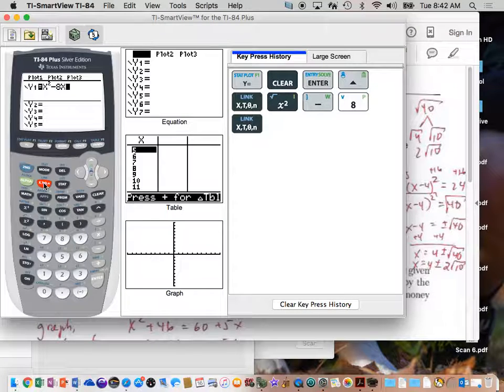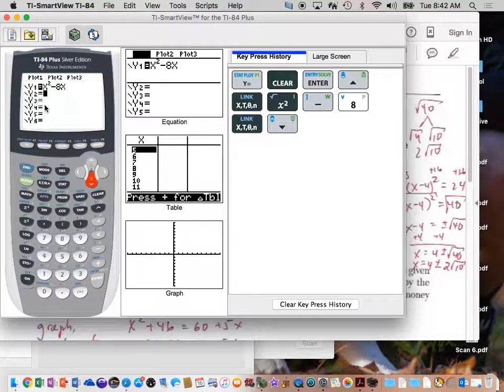But I'm not going to write the equals 24 there. I'm going to go to y2, and I'm going to write 24. In other words, the first equation will be the left-hand side of the equal sign, and the second equation will be the right-hand side of the equal sign, and then I am going to go to graph.